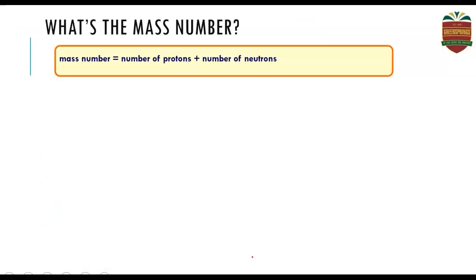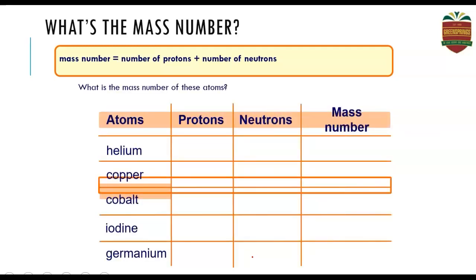So remember, we said mass number is number of protons plus number of neutrons. So try and calculate for this. You may pause this video, calculate for helium. The proton is 2 and the neutron is 2. What will be the mass number? Check your answer. For copper, proton is 29, neutron is 35. What will be the mass number?